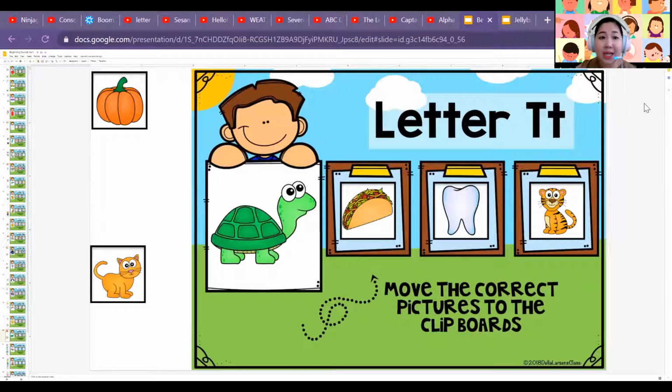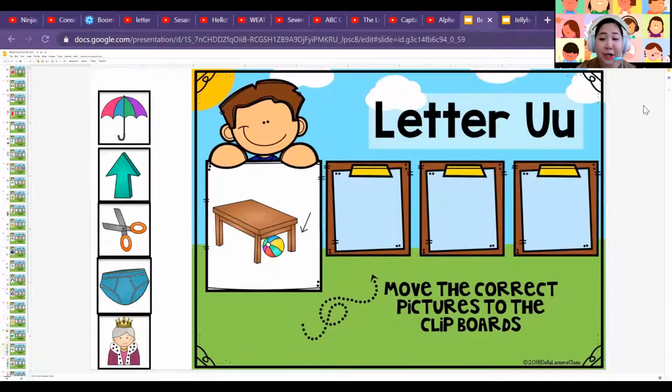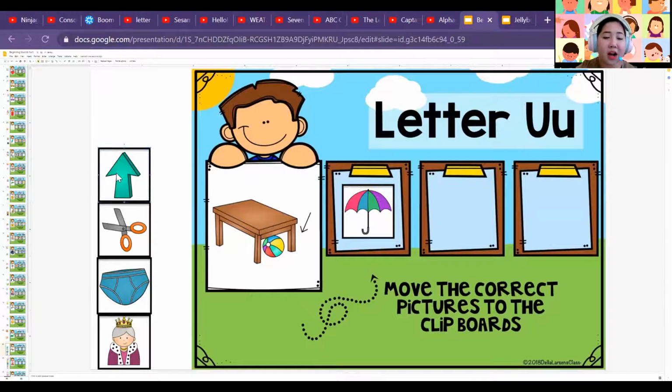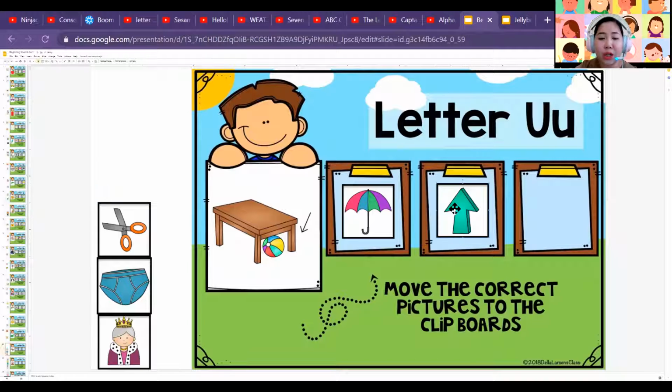After the letter T, we have the letter U. The sound of U is u, for under. The ball is under the table. How about umbrella? Does umbrella begin with the letter U? Yes, it does. So let's put umbrella there. The arrow is pointing up, up, up. Also begins with the letter U.